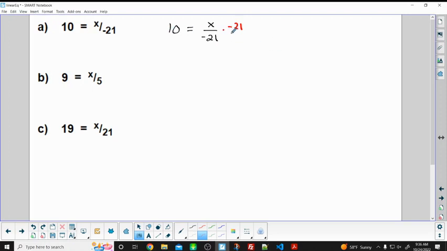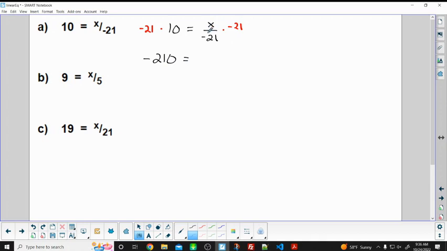And what I do to one side, this is where the property of equality comes in. What I do to one side, I do to the other. So I multiply this other side by negative 21. And what happens is, well, let's do the left first. Negative 21 times 10, that's negative 210.